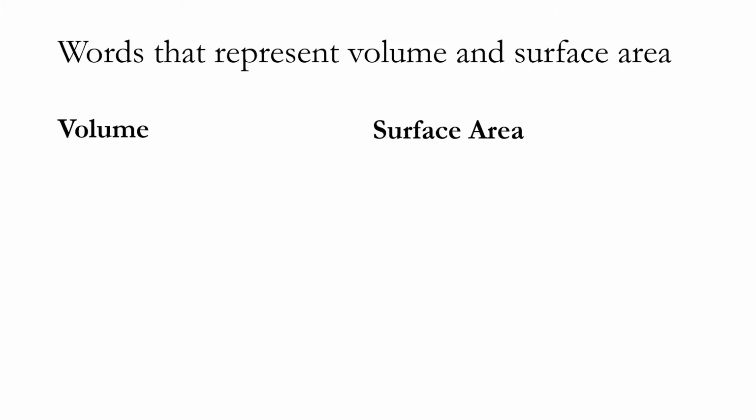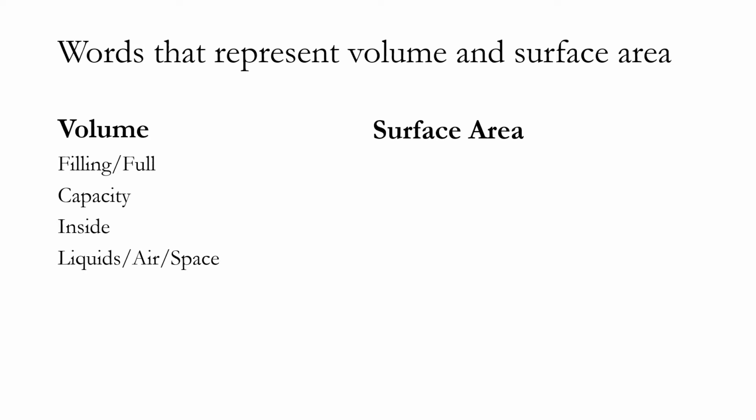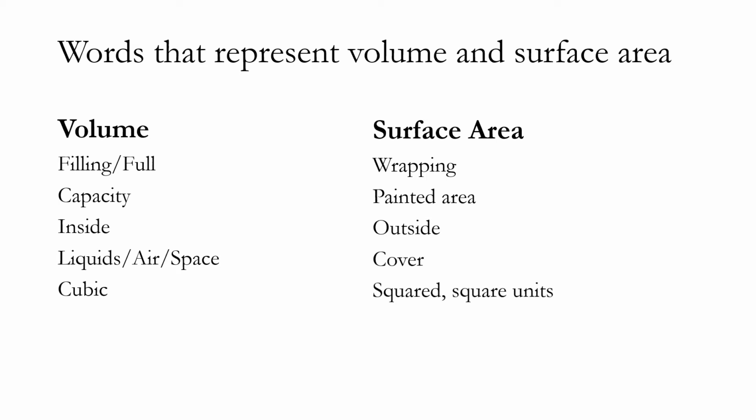Hey everyone, today we're going to talk about surface area and volume word problems. Let's take a look. So some words that represent volume and surface area. For volume, we have filling or full, capacity, inside, anything that deals with liquids, air, or space, cubic, and then for surface area we have wrapping, painted areas, outsides, cover, and squared or square units.